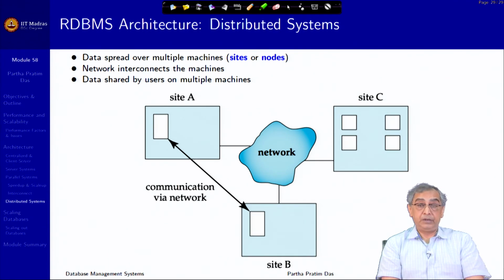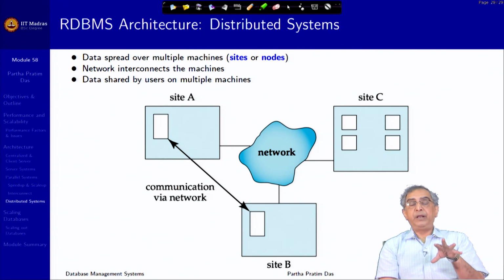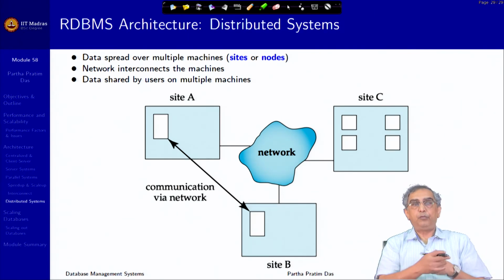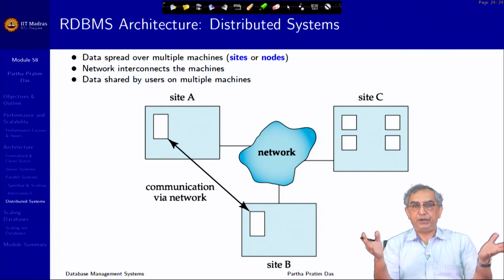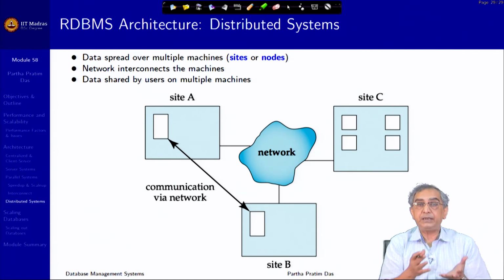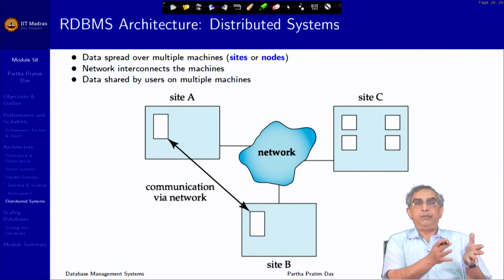Going beyond, so this was about the tightly coupled system, but when the database gets even larger, what you would want is for data to be spread over multiple machines, sites and nodes, which means that all of the data may not be available at a particular node.